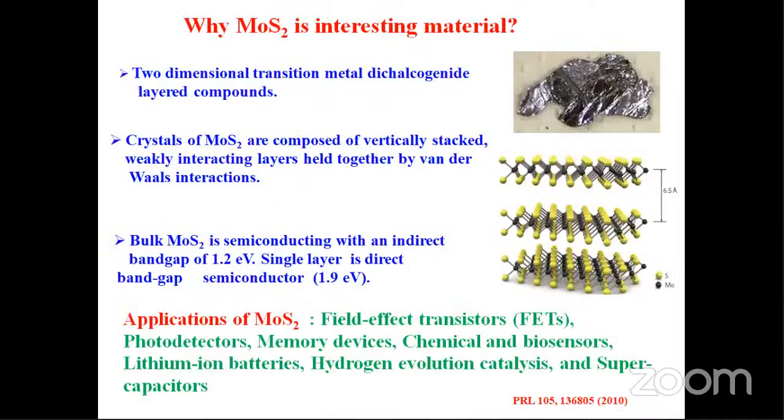Basically, why I am interested in this MoS2 material, I want to discuss. This was a very important material in earlier years. MoS2 was used as a solid lubricant very early on. After the discovery of its two-dimensional behavior, the material became very useful for field emitters, transistors, memory, biosensors, and supercapacitors also, like MXenes and graphene.